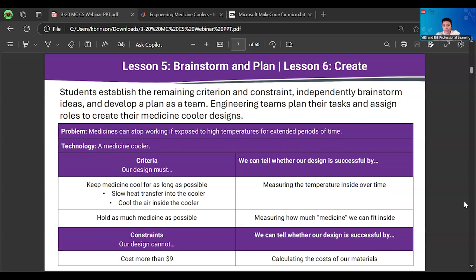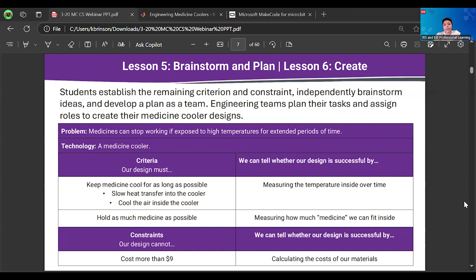We've looked at the different medications we might want to keep safe. And so there are little sample medicine vials that they can fit inside their box to count how many fit. And then, of course, now they're introduced to their budget, that they only have $9 to create their medicine cooler. And at this point, they do a brainstorm individually. This is the only time in our units where students are working individually.